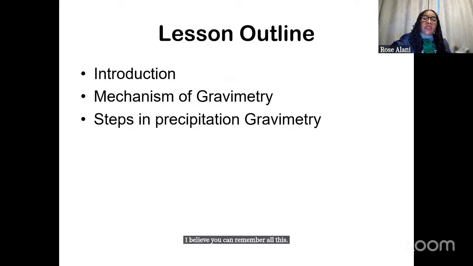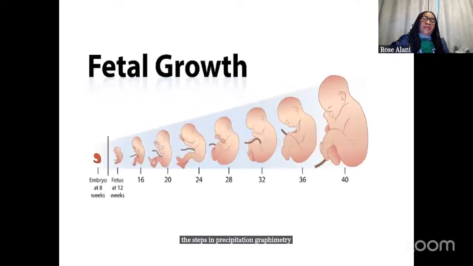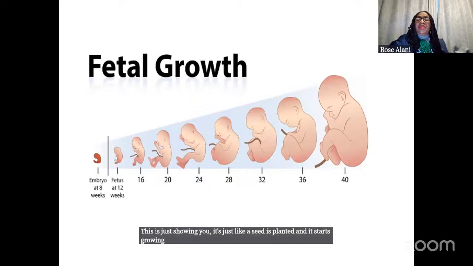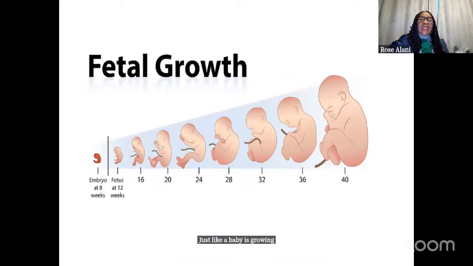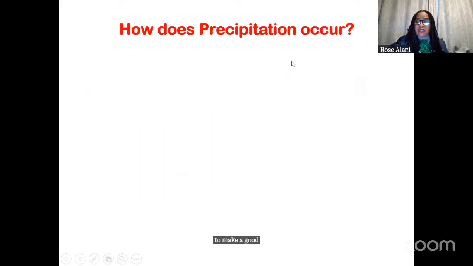So we want to do the mechanism of gravimetry, the steps in precipitation gravimetry. This is just showing you, it's like a seed is planted and it starts growing. Just like a baby is growing in the womb. That is how the precipitate nucleus starts, and it keeps building up and then getting big enough to make a good precipitate that is filterable.